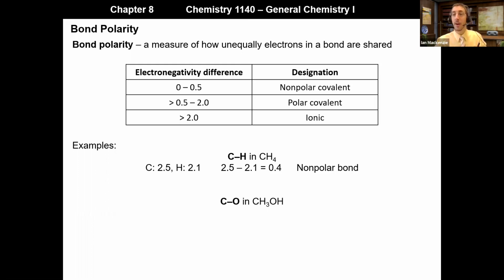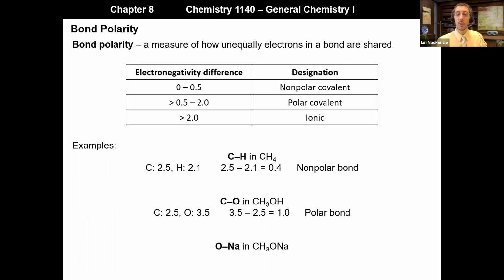The C-O bond in methanol, for example, is a little bit different. Carbon's still 2.5, oxygen is 3.5, so that difference is 1.0. That is now a polar bond. Oxygen is quite a bit more electronegative than carbon, and so it pulls quite a bit more than its fair share of electrons towards itself, and thus we end up with a polar bond. We have a sizable partial negative charge on oxygen, and a sizable partial positive charge on carbon.